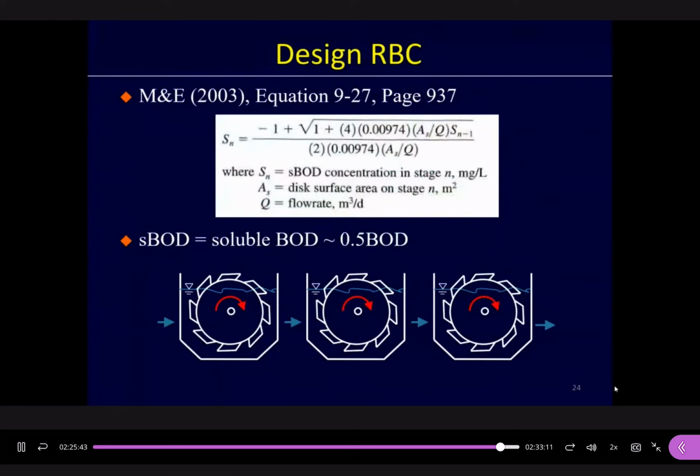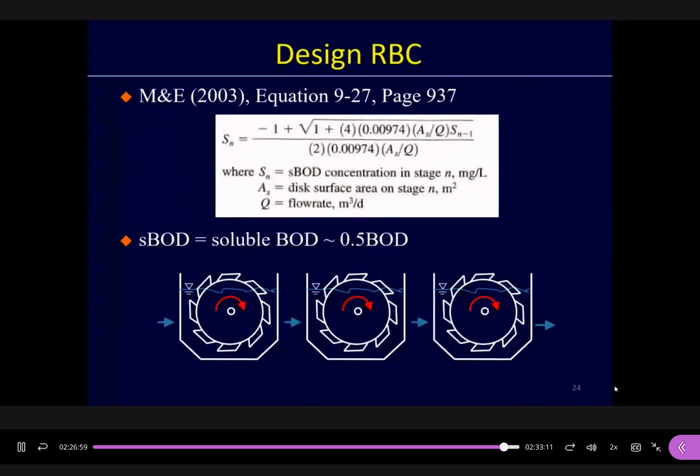Again, empirical, depending on which stage you calculate. For attached growth treatment schemes, we should always consider soluble BOD. So S is soluble, because earlier we talked about the biofilm. The organics need to get into the biofilm, and only soluble organics can get into the biofilm. So it needs to be soluble BOD concentration. AS is disk surface area on stage N. Q is the flow rate, so this is continuous flow. Soluble BOD is about half of total BOD.